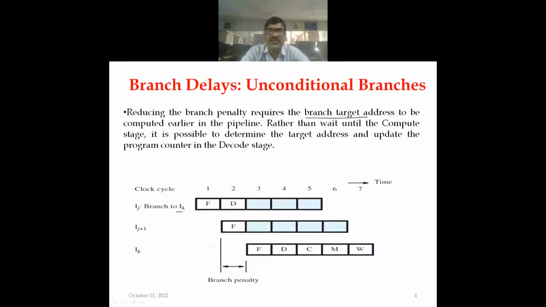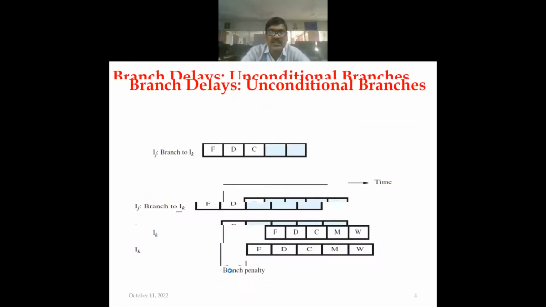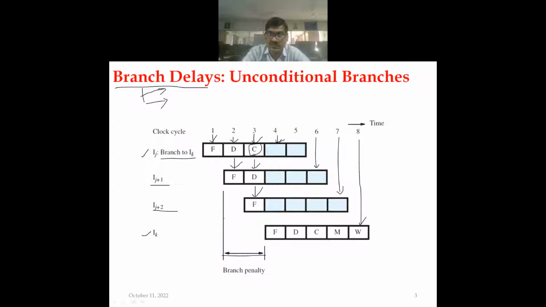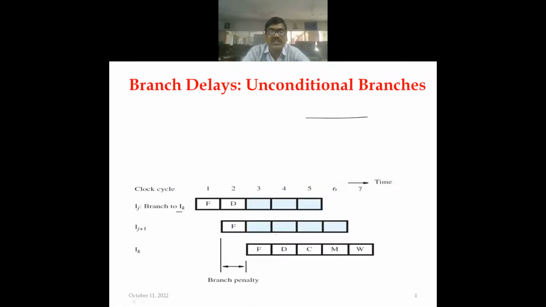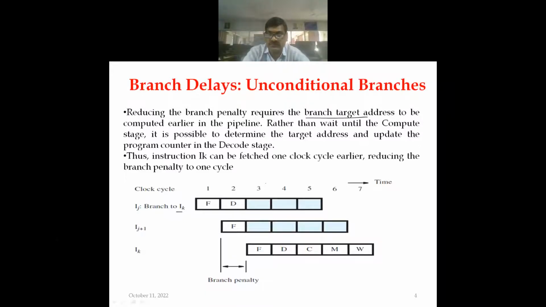That is what we are seeing in the decode cycle of this particular instruction. Thus the instruction Ik can be fetched one cycle earlier, reducing the branch penalty to one cycle only. Previously we required two cycles. So we are reducing the branch penalty if we are able to identify the branch target address early.